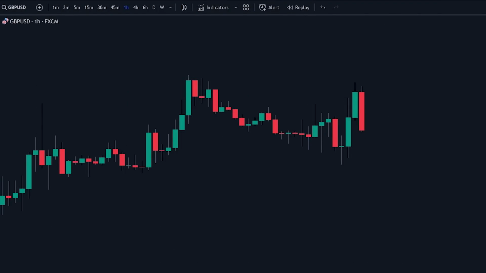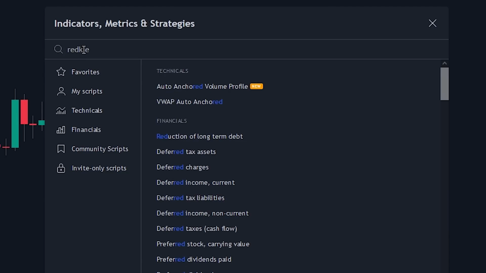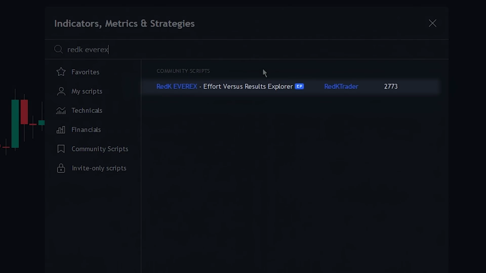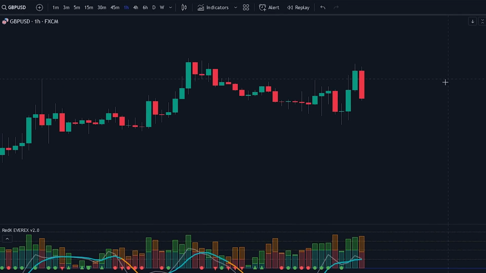Let's first add the indicator to the chart. Navigate to the Indicator Search tab and search Red K-Everix indicator. Select the Red K-Everix effort versus results explorer indicator made by Red K Trader and add it to the chart. Now that we have selected the indicator, we can see that it was added to the chart.